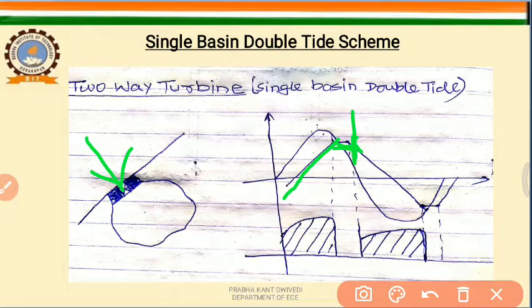In the filling of the basin, water flows through the turbine. In the emptying of the basin also, water flows through the turbine. In both the directions, the turbine generates the electricity.